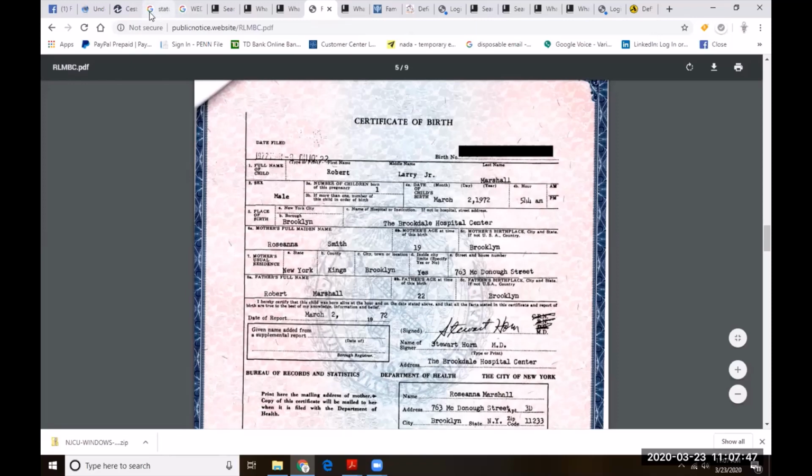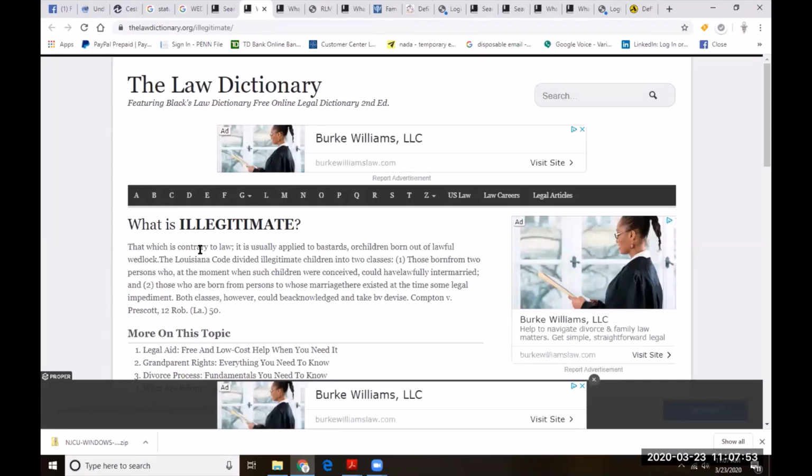What is a bastard? Illegitimate. What is illegitimate? That which is contrary to law. It's against the law. It is usually applied to bastards or children born out of lawful wedlock. The Louisiana Code divided illegitimate children into two classes: those born from two persons who, at the moment when such children were conceived, could have lawfully intermarried, and those who were born from persons to whose marriages there existed at the time some legal impediment. Both classes, however, could be acknowledged and take by devise.